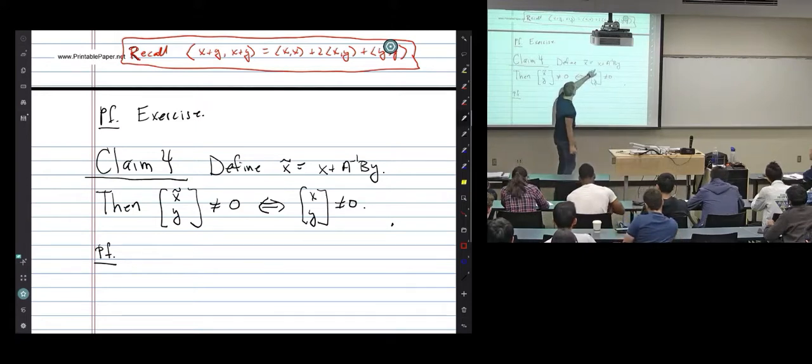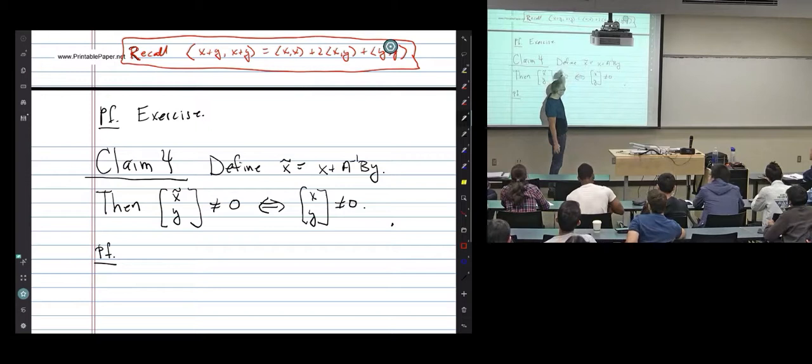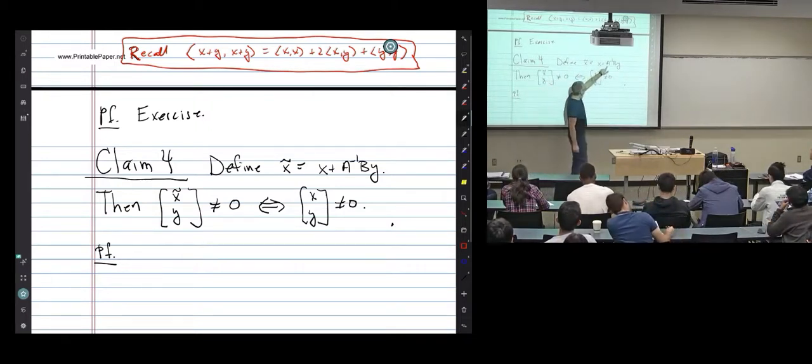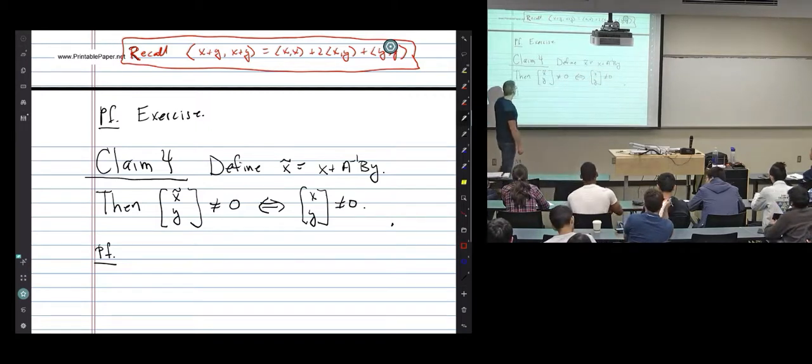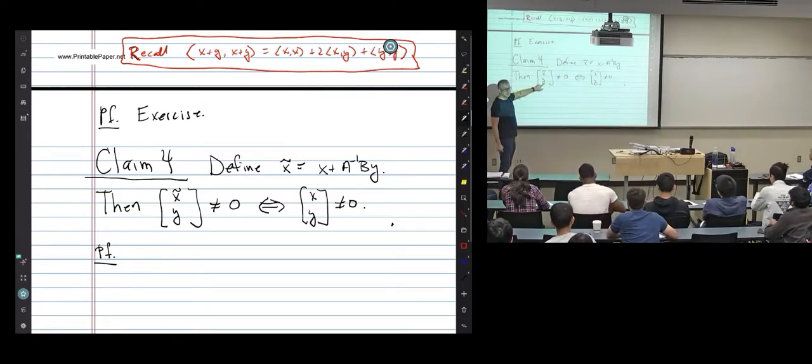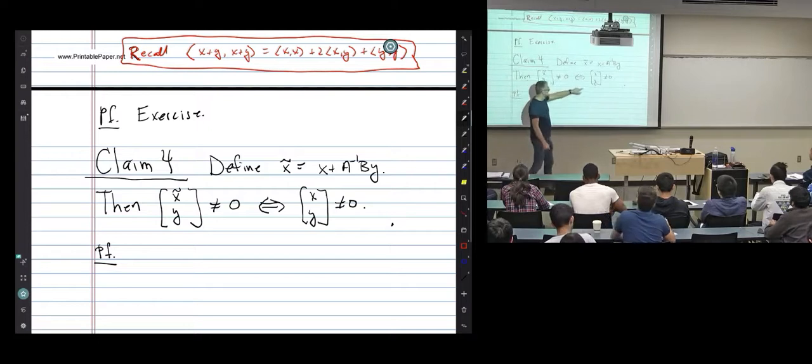So I'm just going to take, here's my x and y, and I'm going to create a special other x, calling it x tilde. Remember, one of my hypotheses is that A is positive definite, hence its smallest eigenvalue is positive, hence it's invertible. So this all makes sense. So how do you prove this? Well, suppose y is not equal to 0 here. Then y is not equal to 0 over here, right?